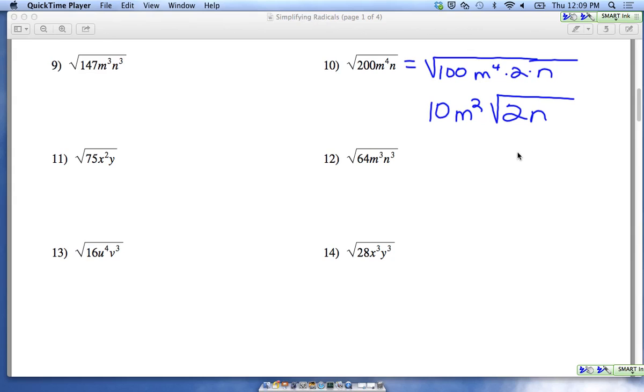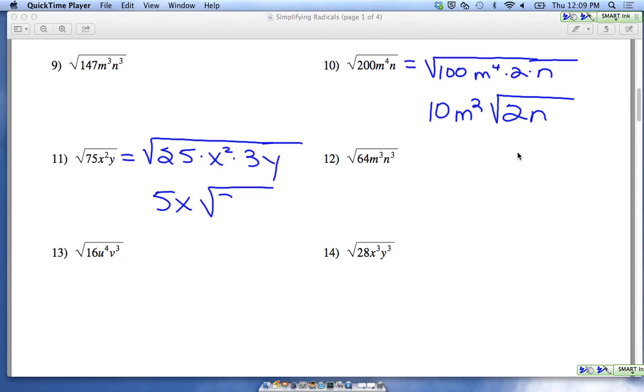Let's look at number 11. 25 is the largest perfect square factor of 75. X squared is a perfect square, and I have a factor of 3 as well as a factor of y to the first. Square root of 25 is 5. The square root of x squared is x, and then remaining under the radical, the 3 and the y, because they are not perfect squares. So hopefully that is enough of an explanation to get you through the problems.